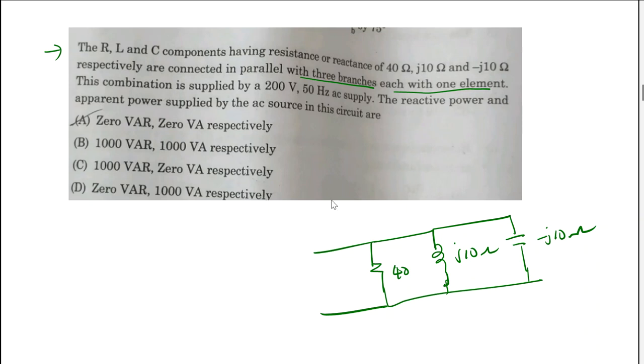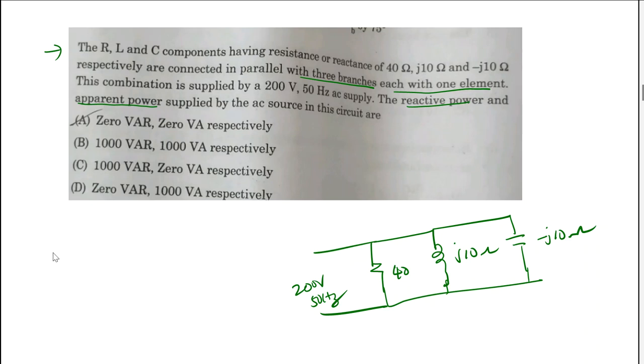This combination is supplied by a voltage of 200 volts, 50 hertz supply is given. The reactive power and the apparent power supplied by the AC source. So they are not asking the active power, the real power, but the reactive power value, and they are asking the apparent power supplied by the AC source in this circuit here. So the solution for this question is simple here.